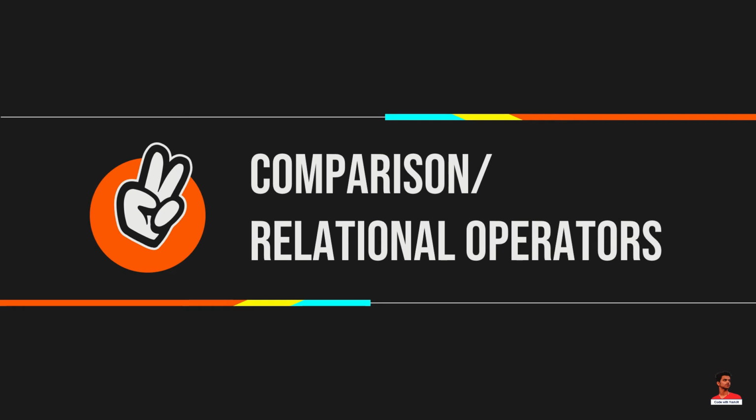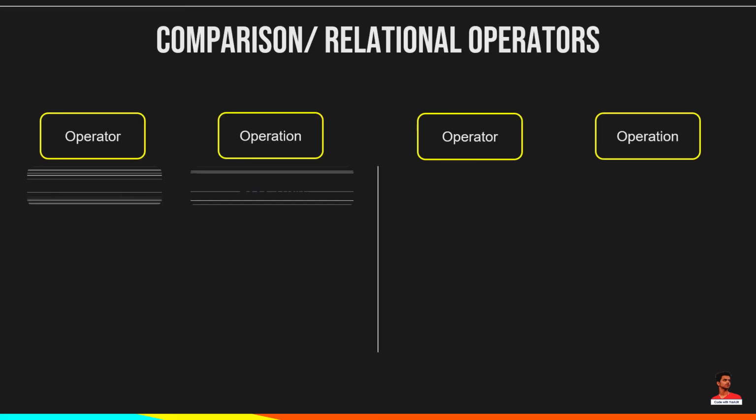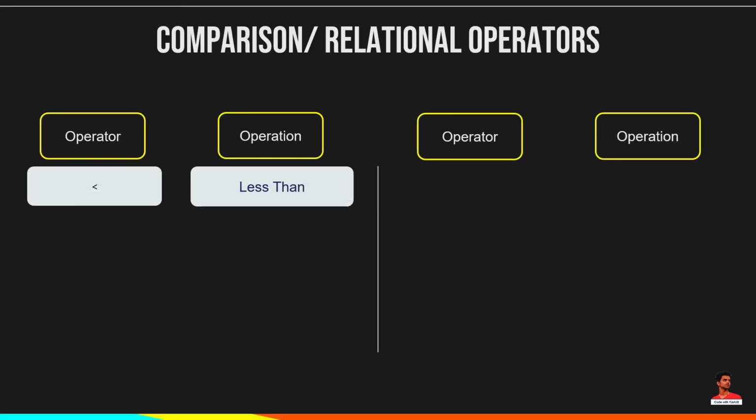Relational operators are used to check the relationship between two operands. That is, they are used to compare two values.